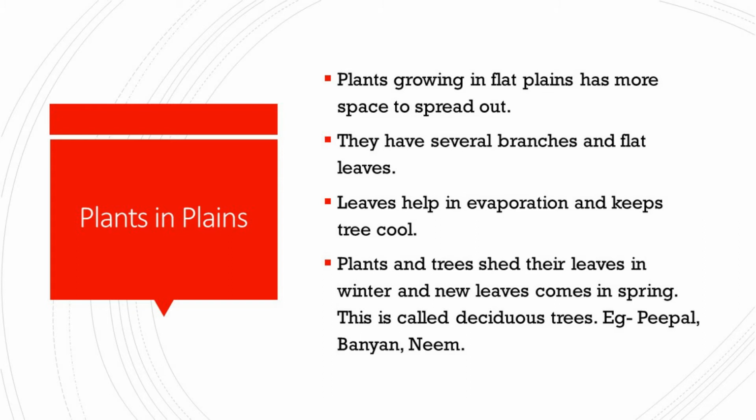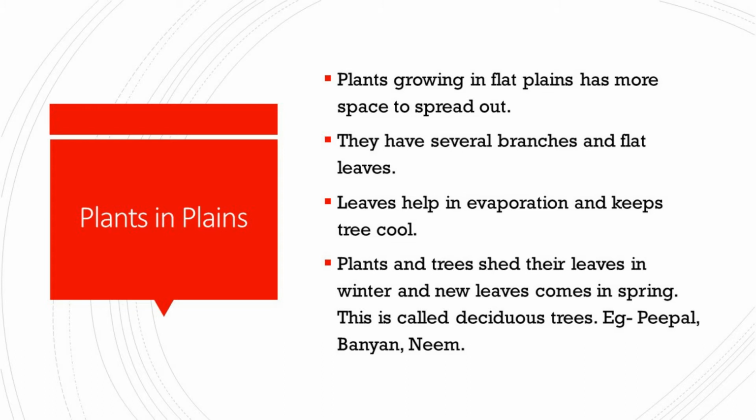Now, what are deciduous trees? Deciduous trees are the trees which shed their leaves in the dry season, or you can say in summer, and new leaves come in spring season. So, these are known as deciduous. So, what are the features of plants which grow in plains?